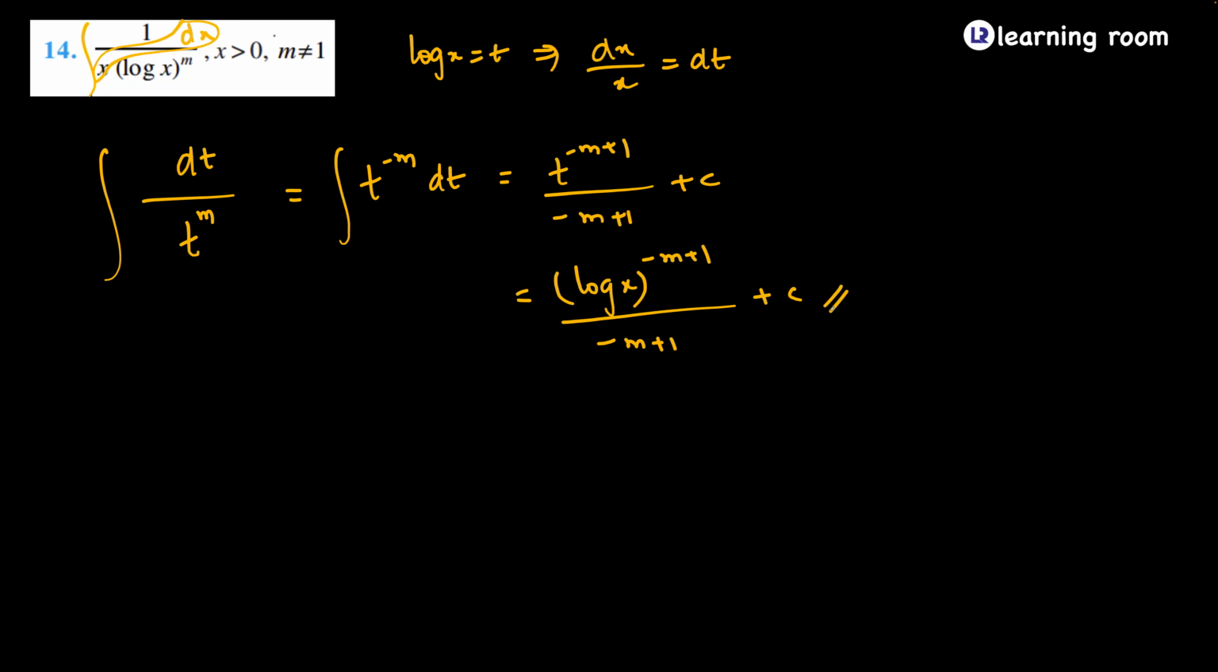Or you can also write it as 1 minus m, since we don't know what the value of m is. But one thing they have clearly given is that m is not equal to 1. What is the reason for it? It will become infinite. Right? It cannot be defined.